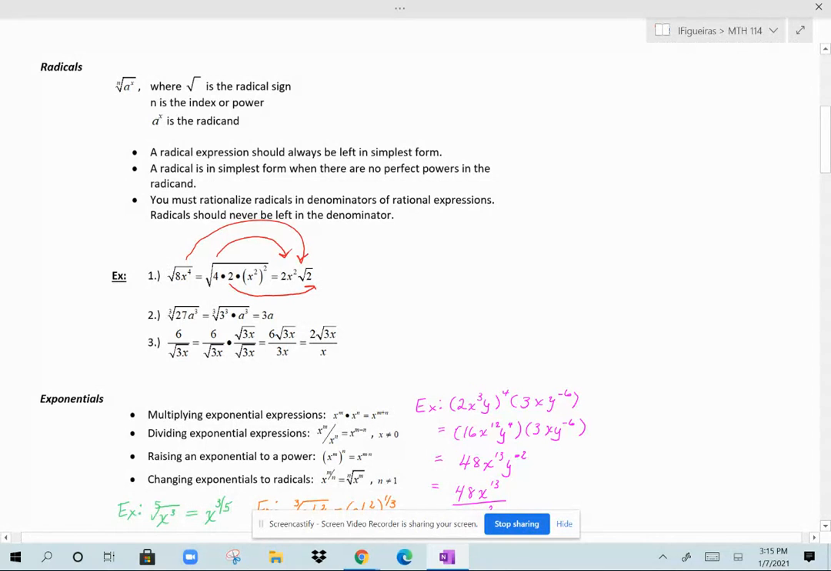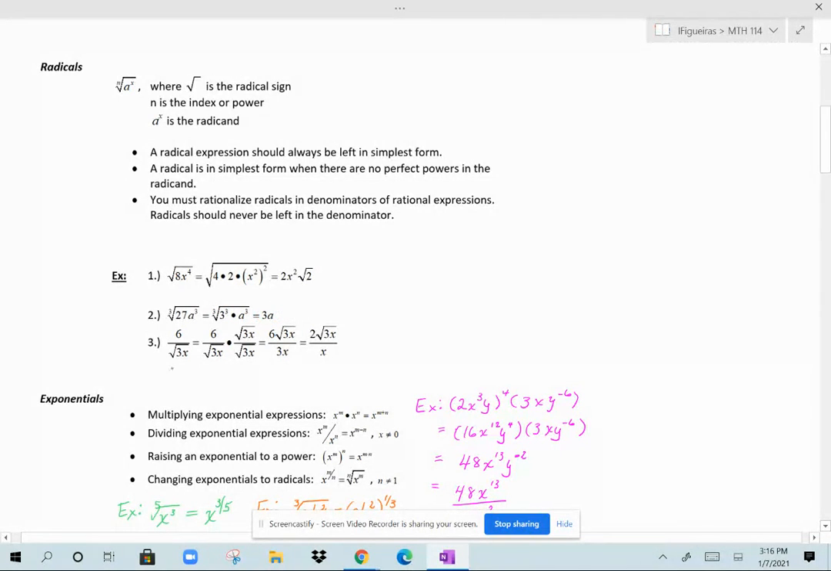So that stays inside the radical. So your answer is 2x square root 2. So similarly, this one here is a cube root of 27a cubed. The whole thing is a perfect cube because 27 can get rewritten as 3 cubed, and a cubed is a perfect cube. So the cube root of 27a cubed is just 3a. Since the entire thing is a perfect cube, there is no radical left in your answer.